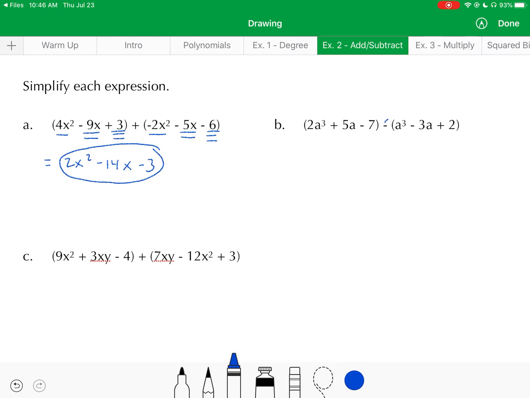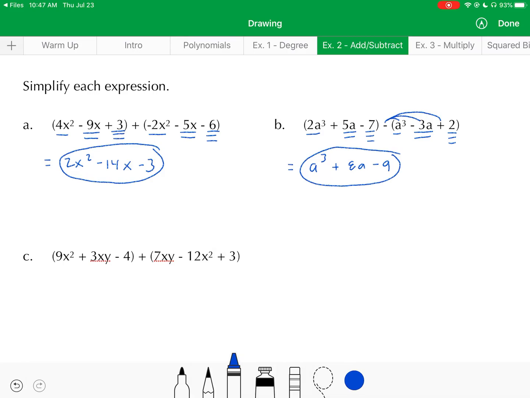All right, now for the example in B here, you've got to be careful with the subtraction, okay? Make sure that this subtraction applies to all three terms of the second trinomial there, okay? So if I'm doing 2a cubed subtracted by a cubed, then that's going to give me just a cubed. 5a subtracted by negative 3a would actually give me positive 8a. And then negative 7 subtracted by 2 is going to give me negative 9. So just be careful on the subtractions, all right?